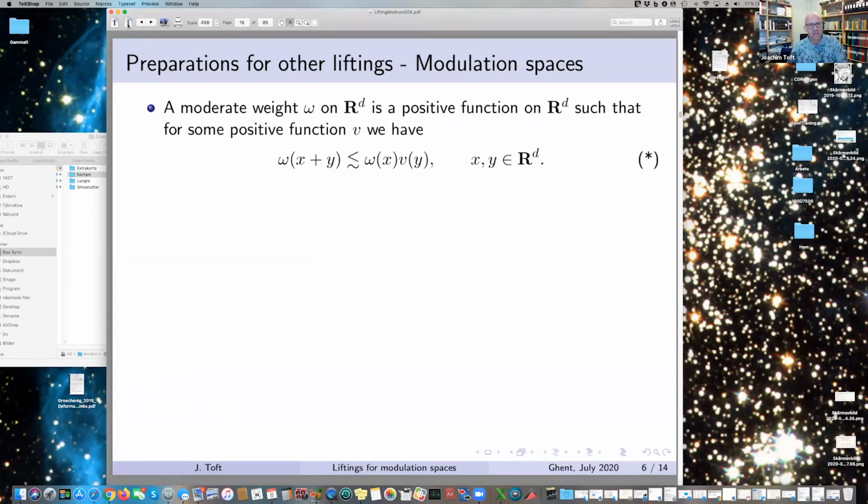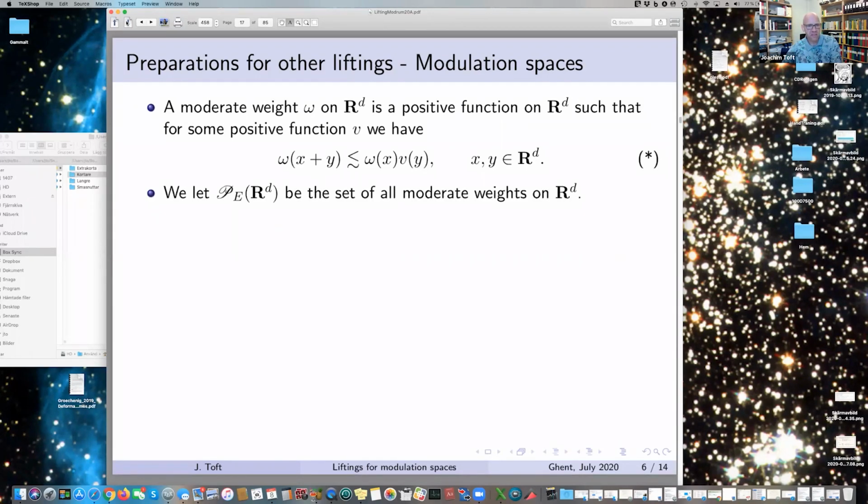Okay. We also shall look at these lifting properties on modulation spaces, and then we shall look at weighted modulation spaces. This is a weight, a positive function, etc. And we want that this weight should be moderate. So this is a condition that it is moderate. This positive function v should exist such that we have this kind of inequality.